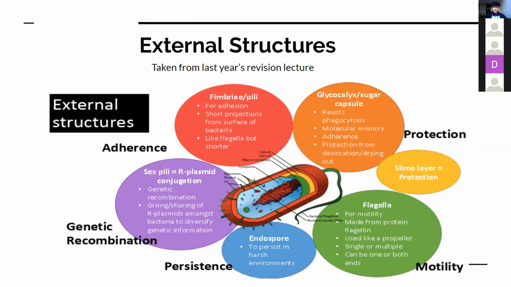Regarding genetic recombination, there are sex pili, which are there for plasmid conjugation and genetic recombination. This is basically when bacteria share genetic information in order to diversify and be able to persist longer. All right, let's move on to the next slide.